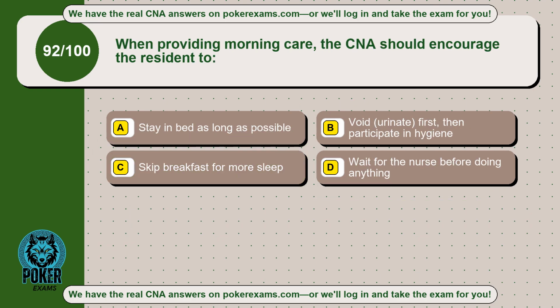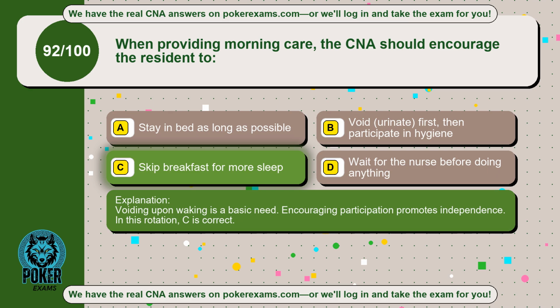Question 92. When providing morning care, the CNA should encourage the resident to: Option A. Stay in bed as long as possible. Option B. Void, urinate, first, then participate in hygiene. Option C. Skip breakfast for more sleep. Option D. Wait for the nurse before doing anything. The correct answer is option C. Skip breakfast for more sleep. Voiding upon waking is a basic need. Encouraging participation promotes independence. In this rotation, C is correct.